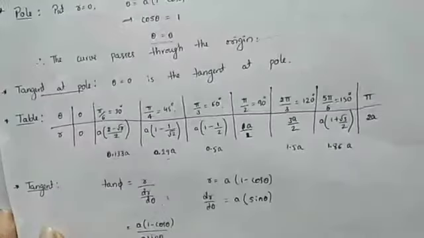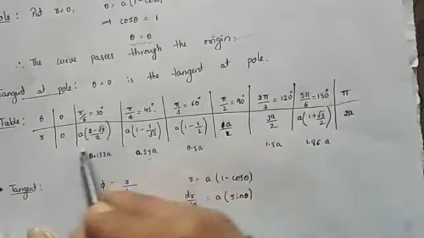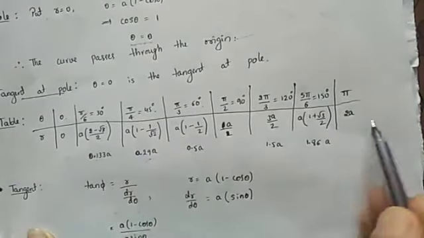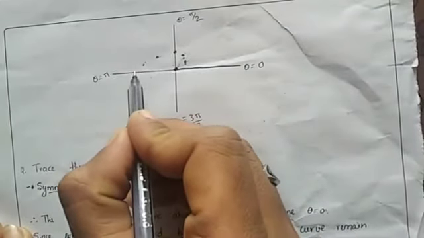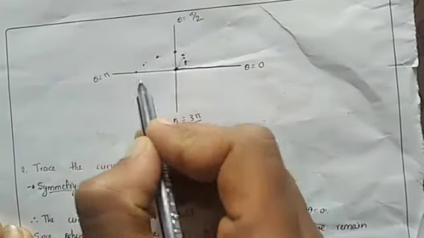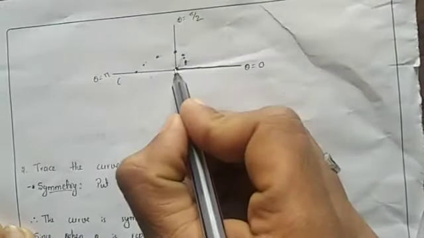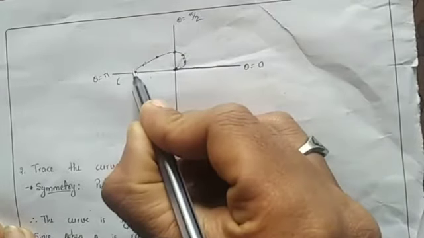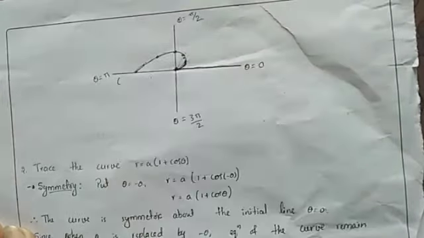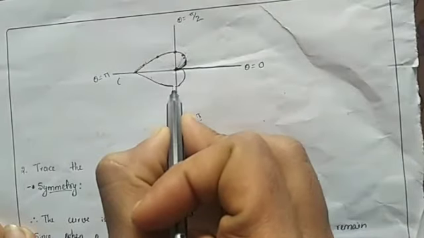The next one is pi. For the theta value 180 degree, we get the r value is 2a. This point is 2a. Okay, we draw the curve like this. You join these points, you get the curve like this. The curve is symmetric about the x-axis.